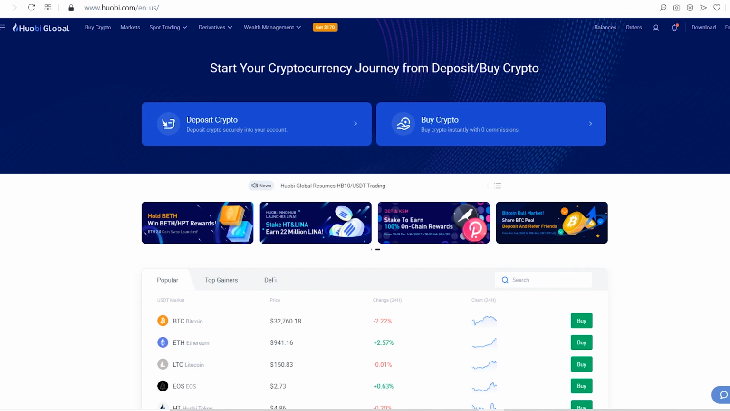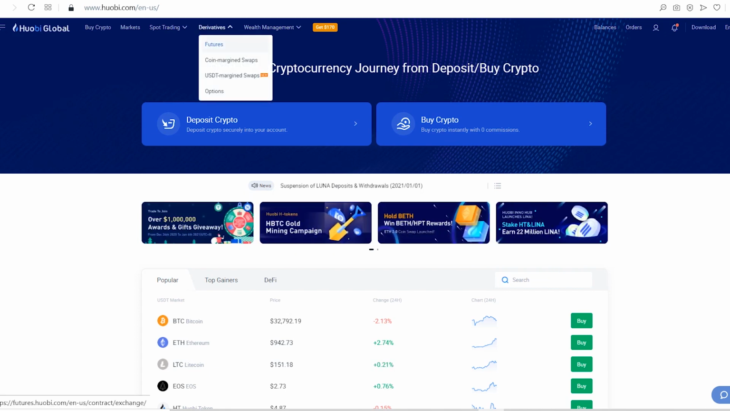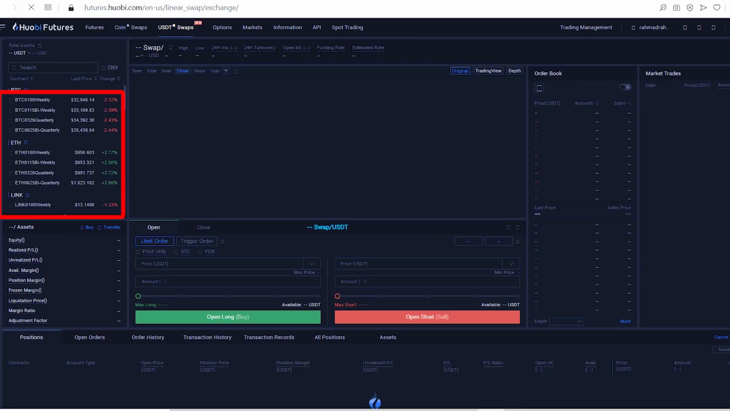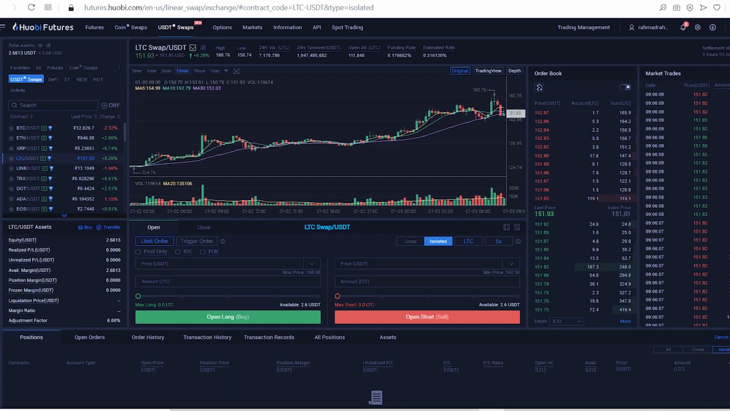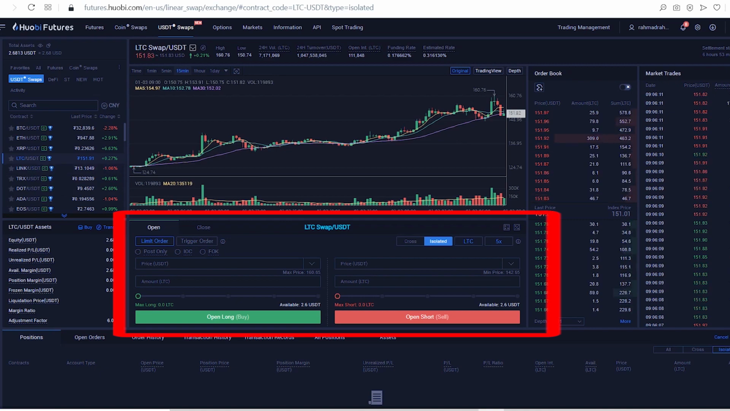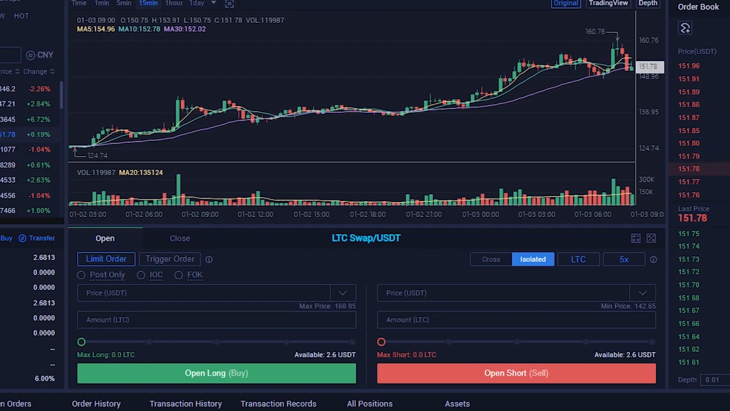On the top bar, click on Derivatives and select USDT margin swaps. On the resulting trading page, select the cryptocurrency you wish to trade. Place an order by selecting the type of order and filling in the price and quantity wished. Limit order specifies the highest price you wish to buy an asset and the lowest price you are willing to sell a specific asset.